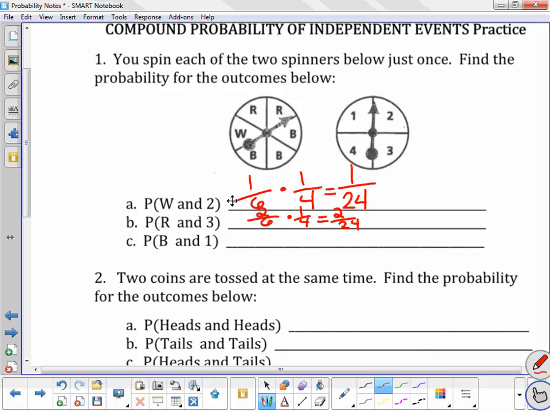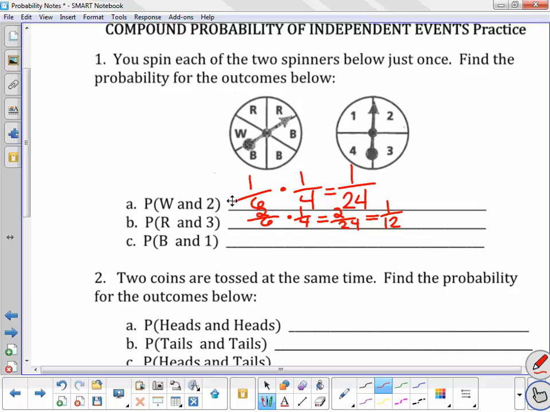You will still never leave probability like this, 2 out of 24. You have to simplify these and reduce them to lowest terms. 2 divided by 2 is 1, 24 divided by 2 is 12. So that would be my final answer.